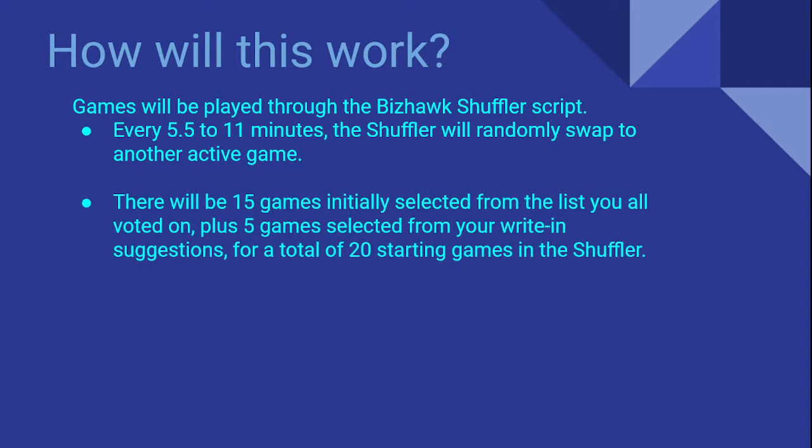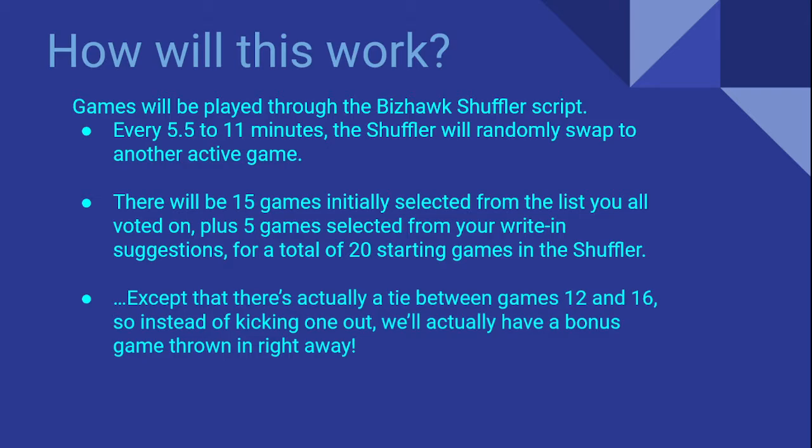So there's going to be 15 games in the shuffler, initially selected from the list that everybody voted on, and then 5 games that were selected from people's write-in suggestions. So we're gonna have 20 games on the shuffler initially, except games that ranked in at 12 to 16 were all tied. So instead of kicking one of those games out, I'm gonna throw a bonus game in right away, because I didn't really feel like trying to decide which game do I keep in, which game do I not keep in, so all of those games are in. We're going to have 16 games. We're going to actually have 21 to start this.